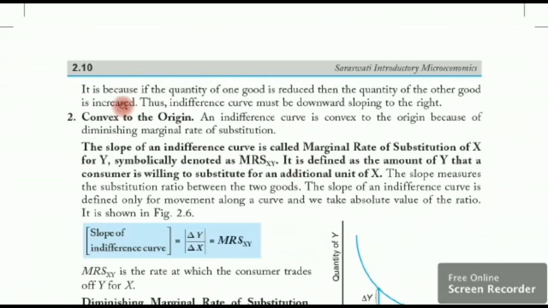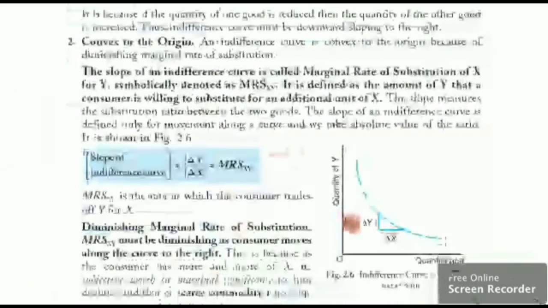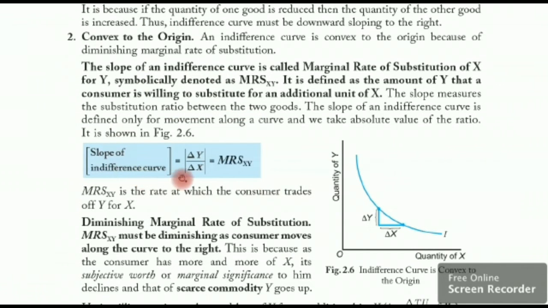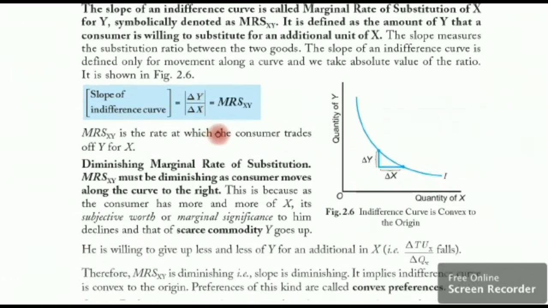The next property is convex to the origin. Very simple, this one is convex. Convex means bulkiness, right? Here you can see that it's a little bulky at the center. It is facing the origin point. This one is the origin point, and it bulges towards that. That is what we call convex to the origin, right? The reason, again, is the slope of the indifference curve, which is delta y by delta x.